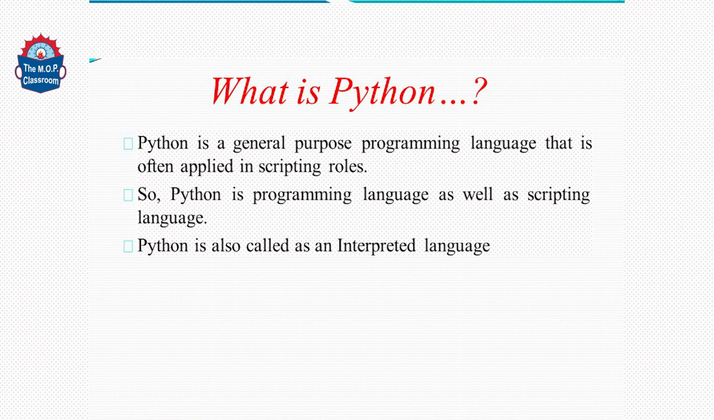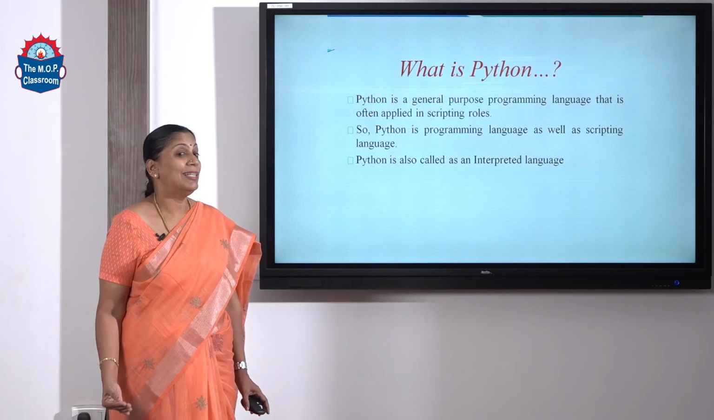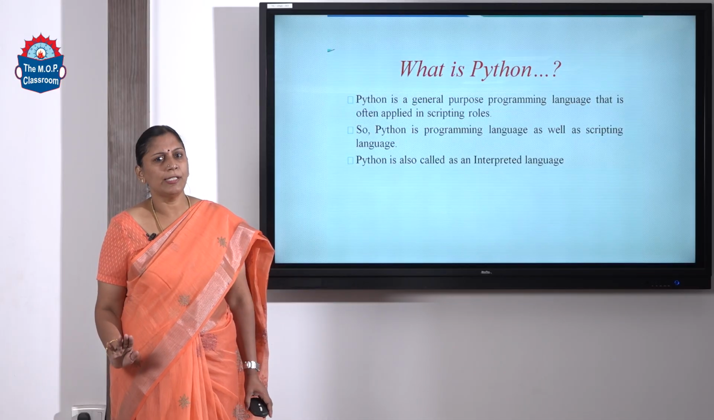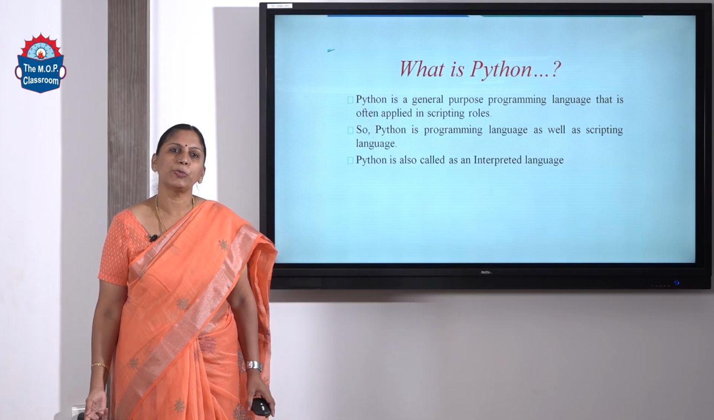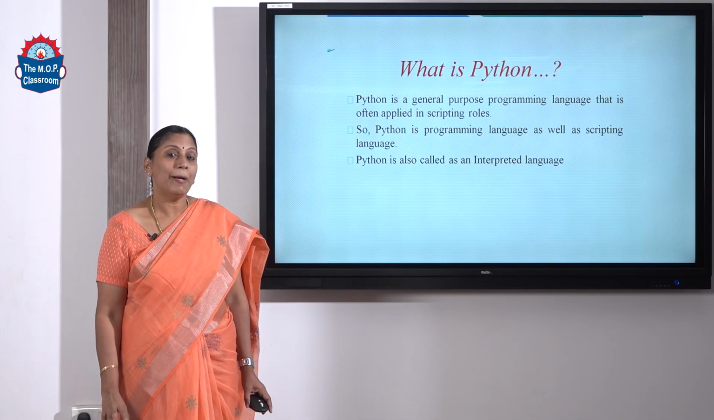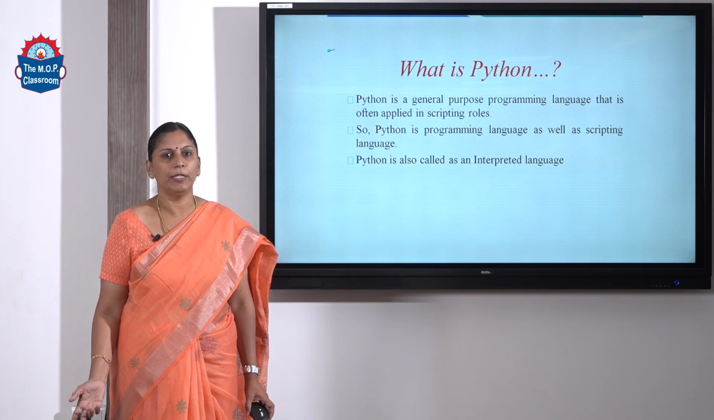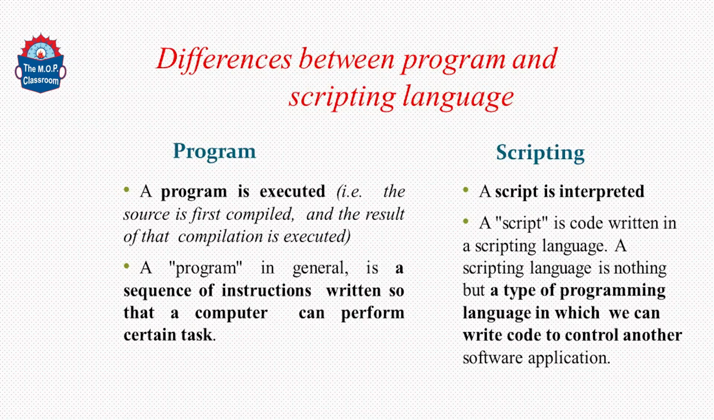So, what is Python? Python is a general purpose programming language that is also applied in scripting roles. So, it can be considered a programming language as well as a scripting language. By and large, it is an interpreted language. Python is an interpreted language. So, what are the differences between a programming language and a scripting language?